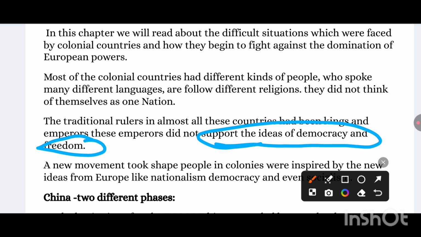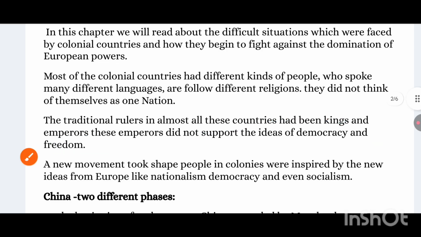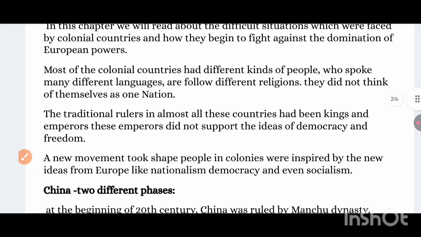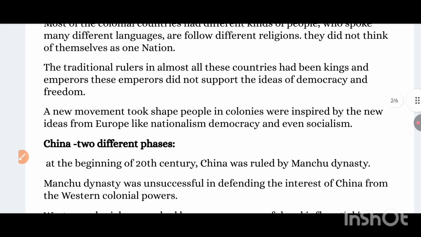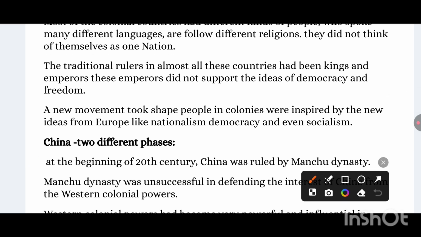A new movement took place in many colonial countries, which were inspired by the ideas of Europe, like nationalism, democracy, and socialism. They took shape as a movement. The colonial countries started a movement.